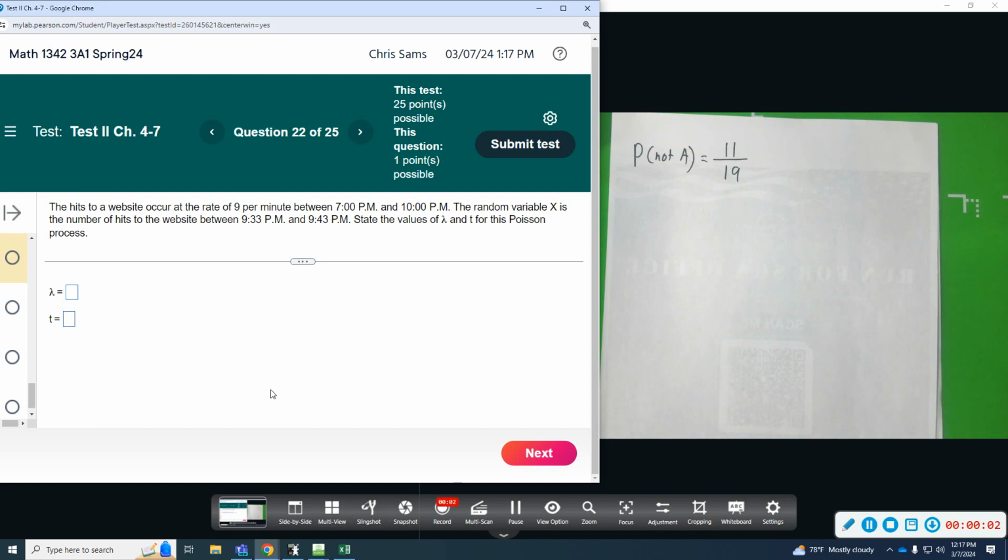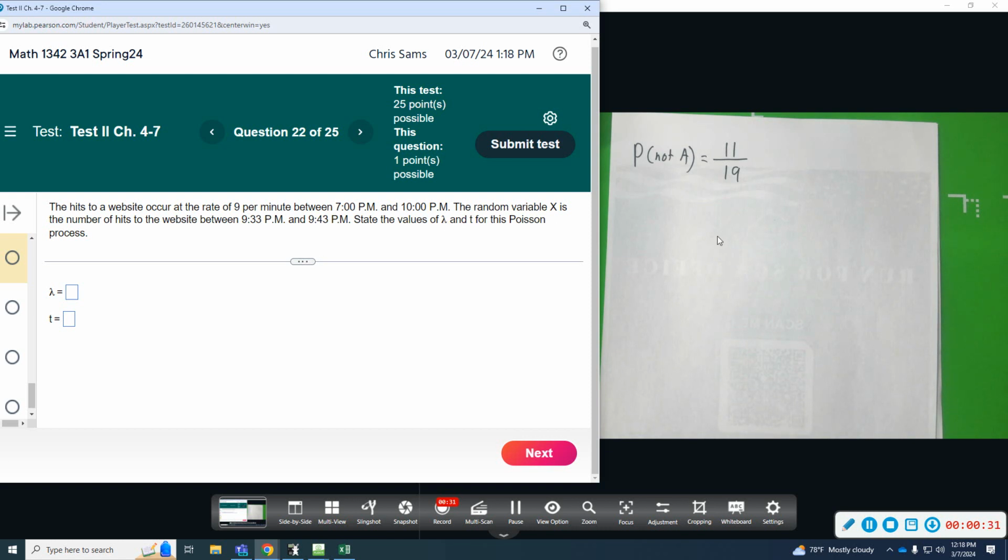All right, 22. This looks like another of those Poisson problems. Hits to a website occur at a rate of 9 per minute. Between 9:33 and 9:43, the random variable X is the number of hits. We're going to state the value of lambda and t.